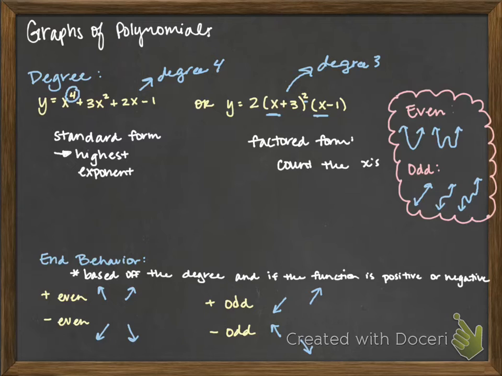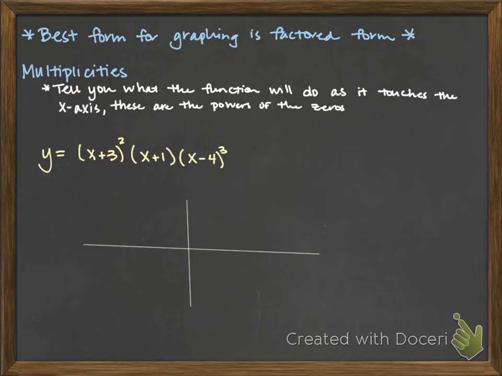So that is degree and end behavior. That just determines roughly what our polynomial is going to look like, as well as how our polynomial is going to end. So the next important information to determine for graphing is if our graph has any multiplicities, and we need to figure out what the zeros are, or the x-intercepts.